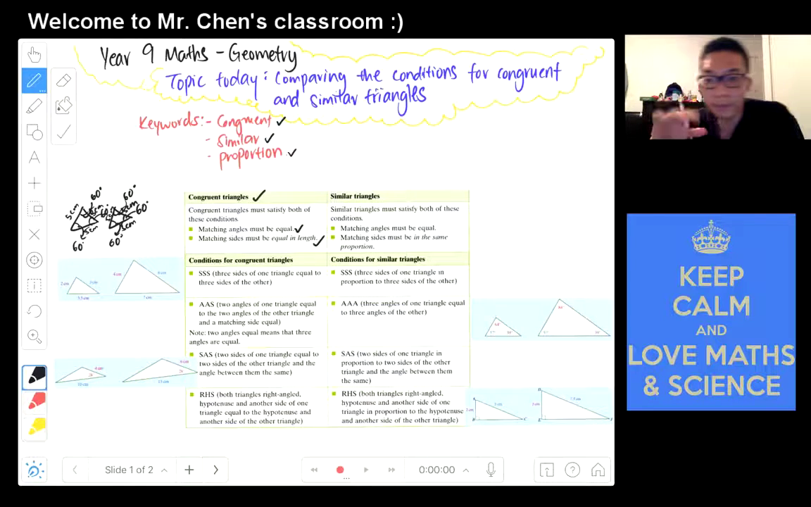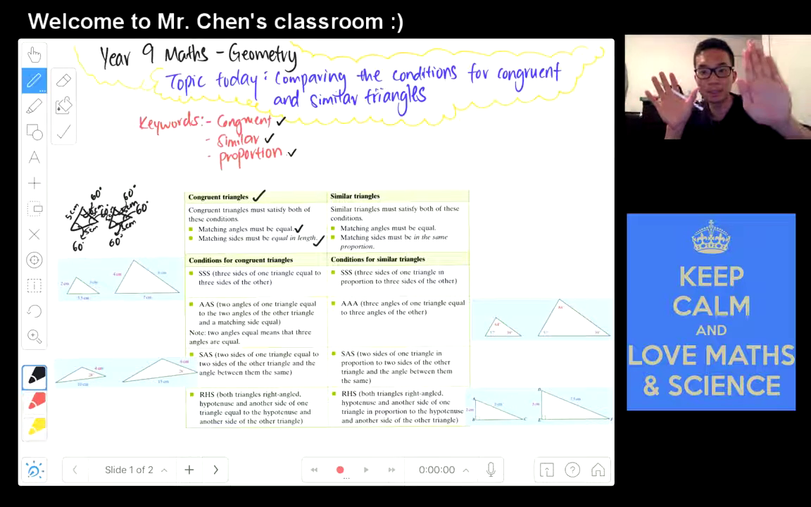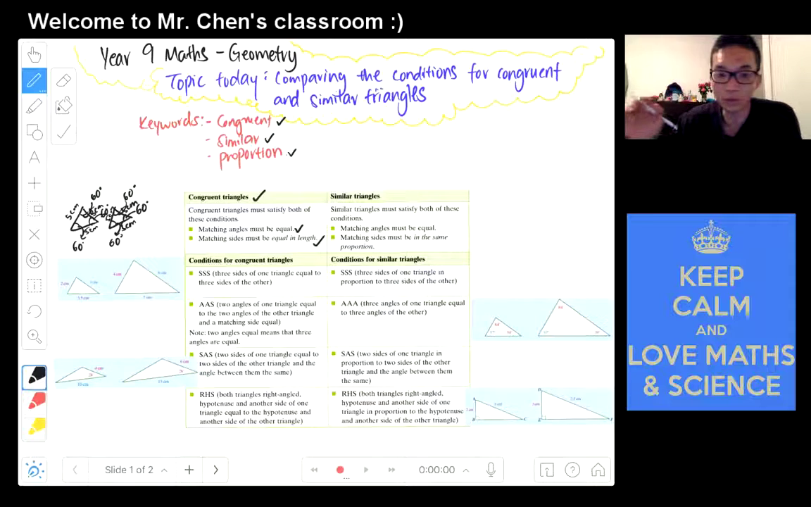Remember, sometimes the triangles can be in different directions. What you need to do is use your imagination and actually redraw the figures to match. Let's say one is like this and the other one is like this. You need to draw them in the same direction as each other, so that it gives you a better, clearer vision.